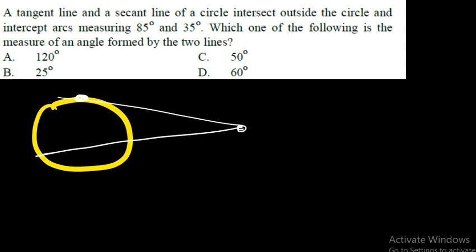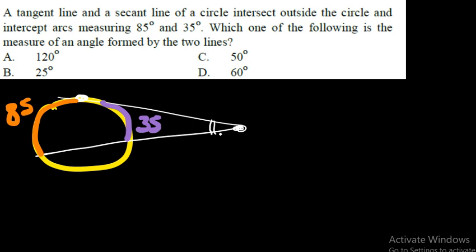Now these two, tangent and secant line of a circle, intersects outside the circle and intercept arcs measuring 85 and 35. They intercept an arc. There are two arcs here visible. One of the arc is the outer arc, here it is, the larger one. The other arc is the inner arc, which is here, the inner one. The outer arc is given to us 85, that is the larger one, and the inner arc is given to us 35, that is the smaller one. So what is asked? We need to find the angle between the two lines. Which one of the following is the measure of the angle formed by the two, this angle?